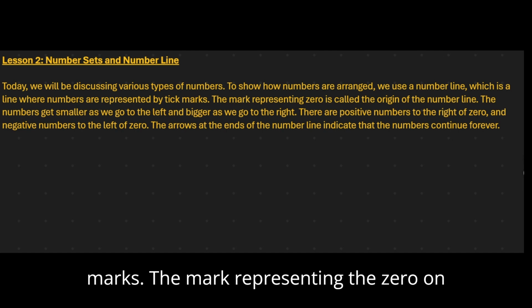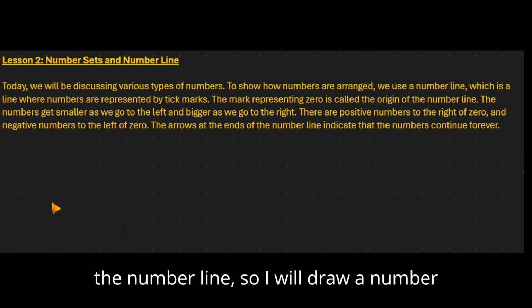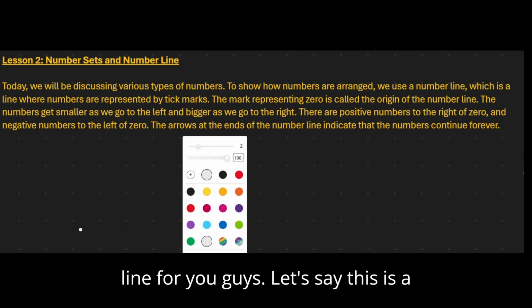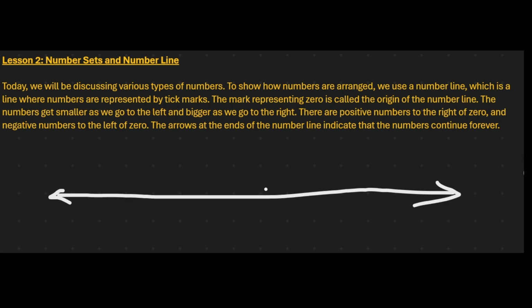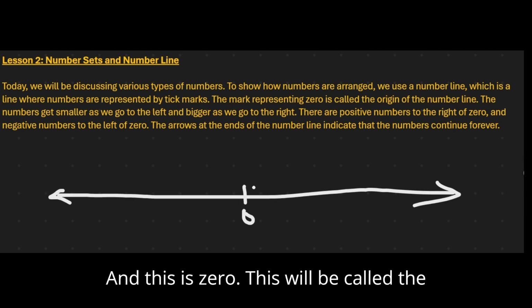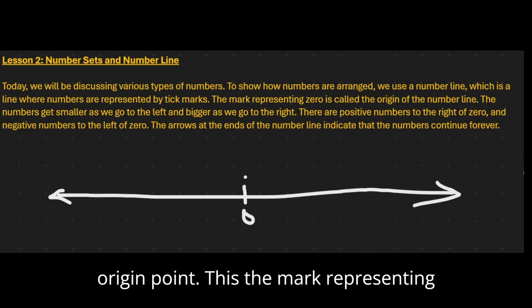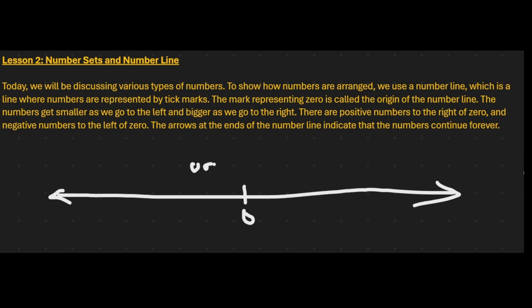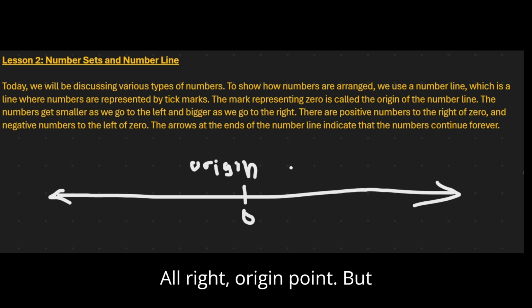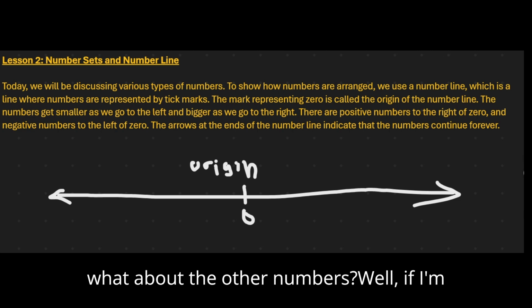The mark representing the 0 on the number line, so I will draw a number line for you guys. Let's say this is a number line, okay? And this is 0. The mark representing 0 is called the origin point. This is the origin. Alright, origin point. But what about the other numbers?